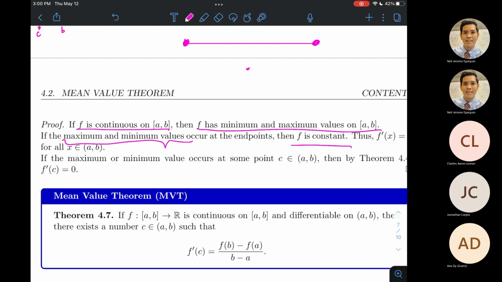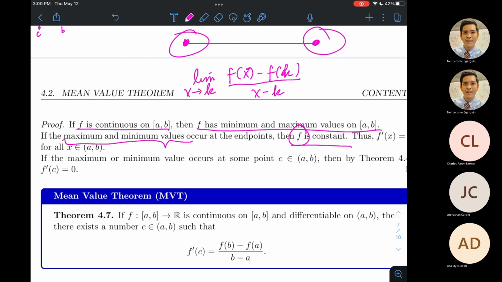Kasi pag meron siyang point na mas mababa, ibig sabihin edi hindi na to minimum. Hindi pa rin to minimum, so walang minimum dun sa endpoints. Alright? So talagang sigurado tayo na dapat constant yung function. Okay? At dahil si f ay constant all throughout the interval, pwede nating tingnan yung limit ng f of x minus f of k all over x minus k as x approaches k, where k is any number on the closed interval. Ito yung magbibigay sa atin ng f prime of k, right?